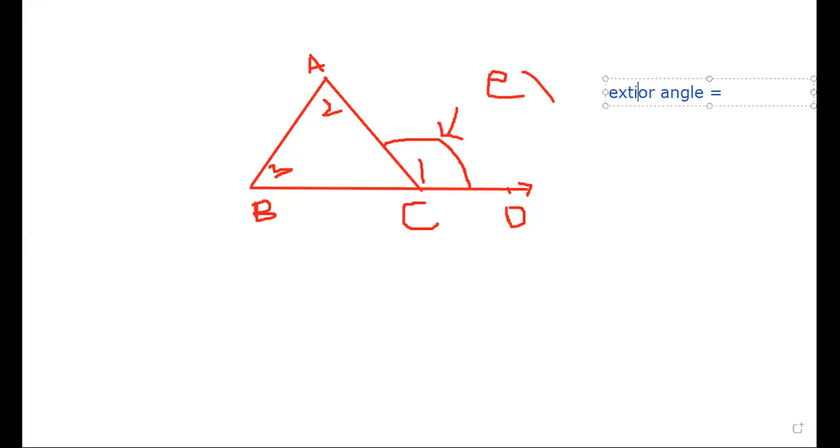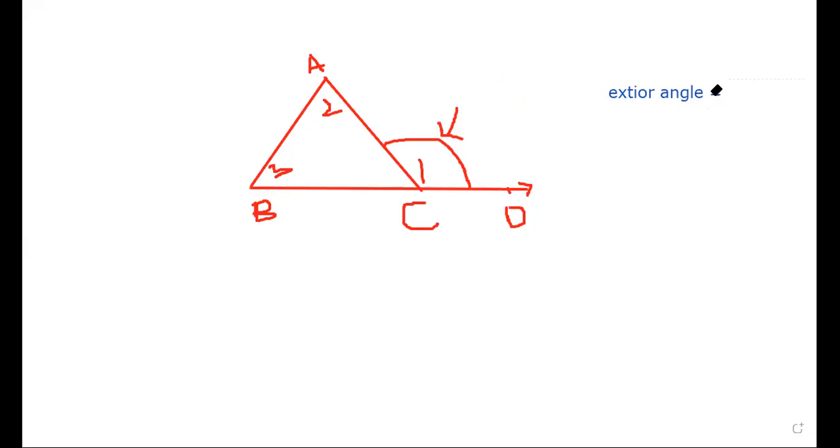Exterior angle equals what? Is it 180? No, it's not 180, it's not 360. Both angle 2 and angle 3 are called remote angles. The exterior angle equals the sum of them: angle 2 and angle 3.